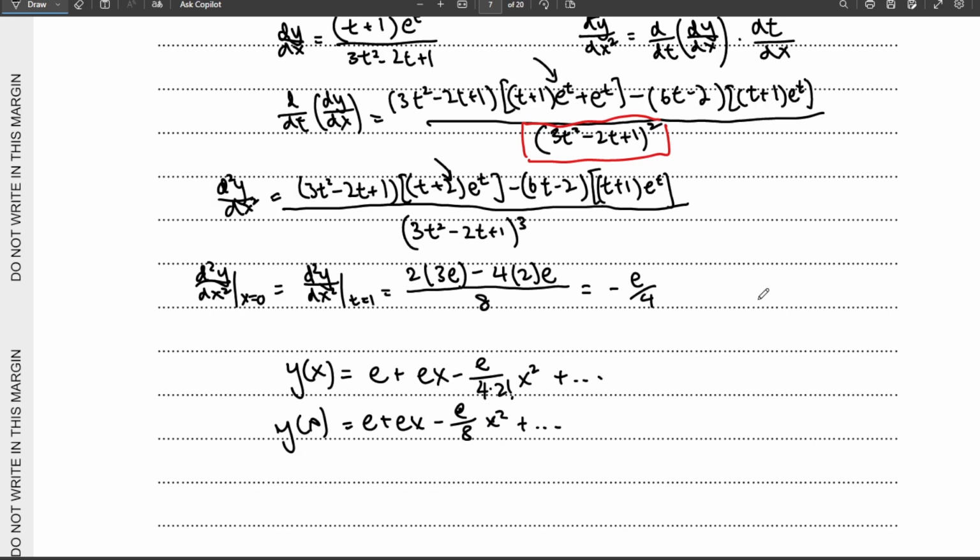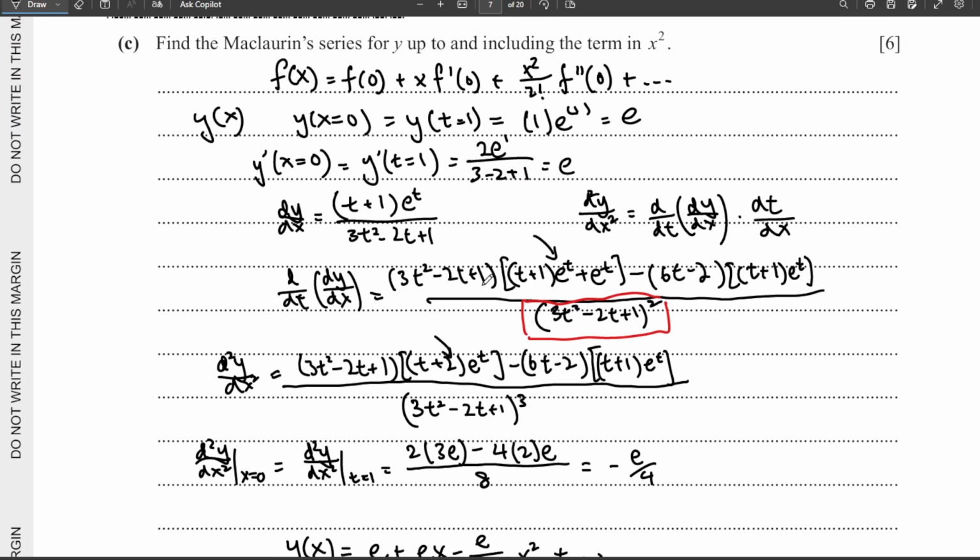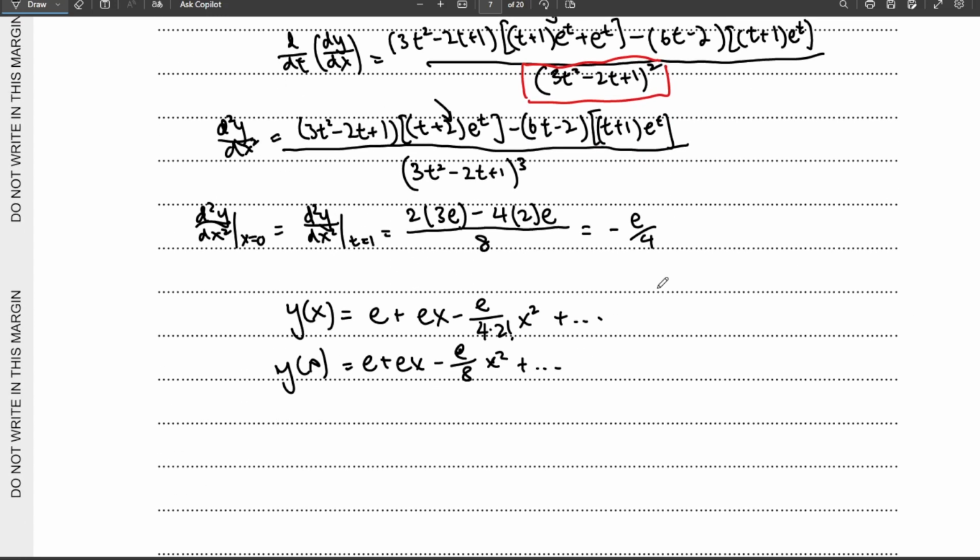The most common mistake students make is forgetting to apply the chain rule here, or making careless mistakes when they do the derivative or when they substitute the values. So just be careful when you're doing that, and you should be able to get this expression.